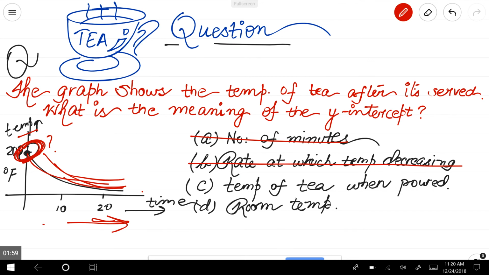Next, temperature of tea when it's poured. So temperature of tea when it's poured, that sounds about right to me. Let us check the next one just to make sure.